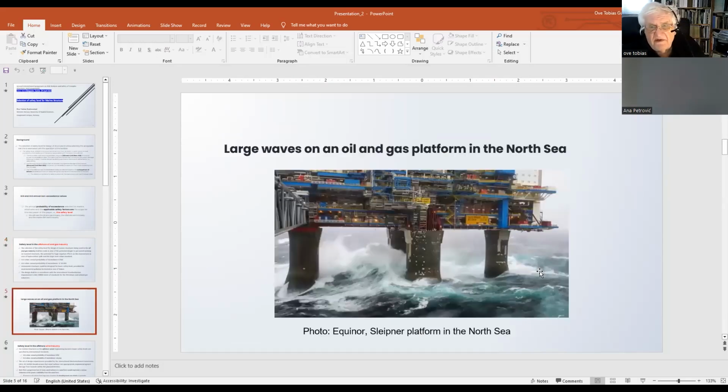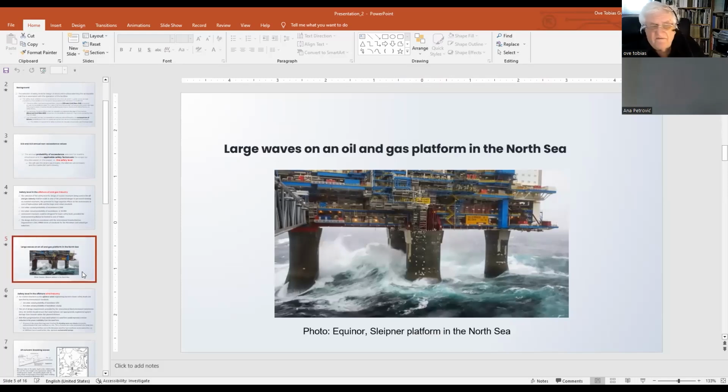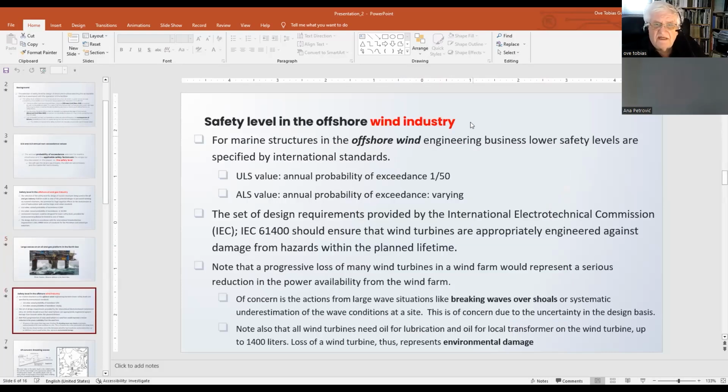Here I have the example of a very large wave on a very large offshore structure in the North Sea. Of course, the waves can be even larger than this. This is what we're talking about when we select the annual probability of exceedance. This might not be the 100-year wave, but somewhere lower than that, because the waves can be larger than this. Then it's the wind industry. That's what I'm interested in for a moment.